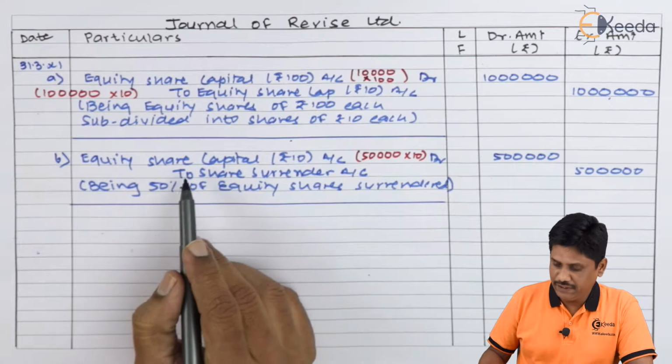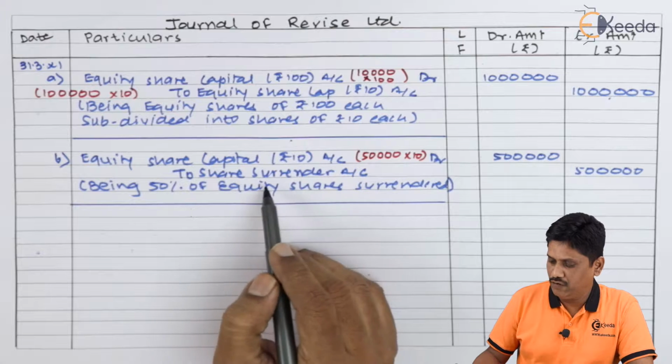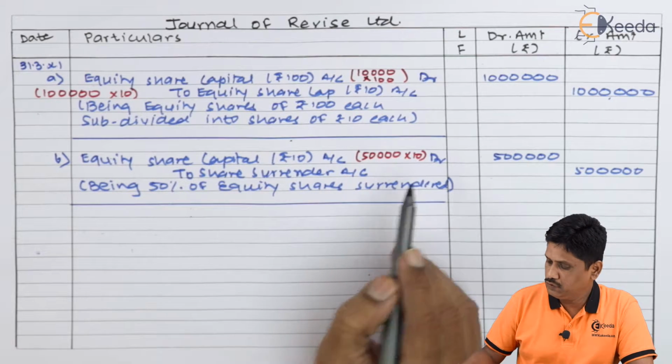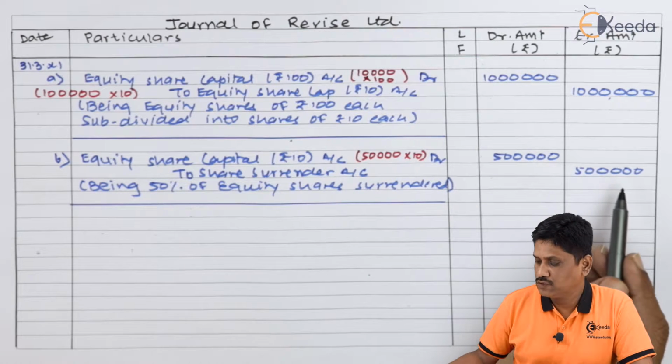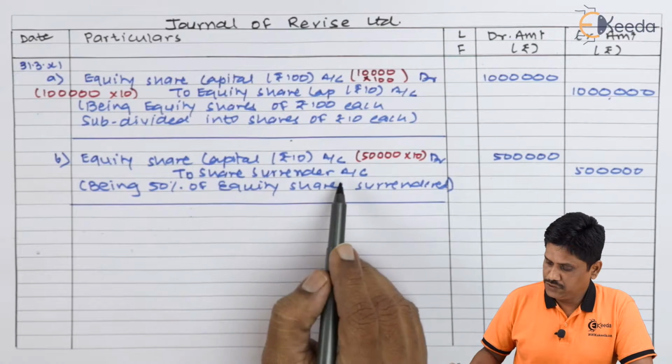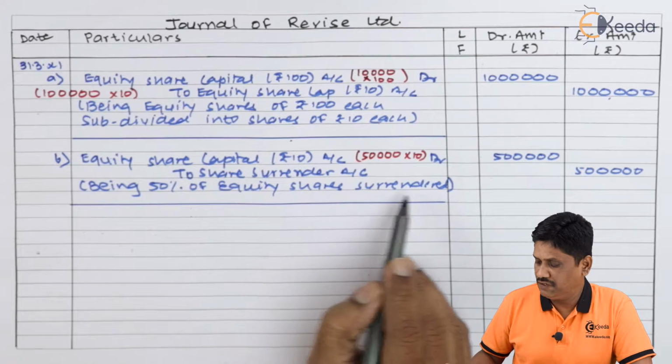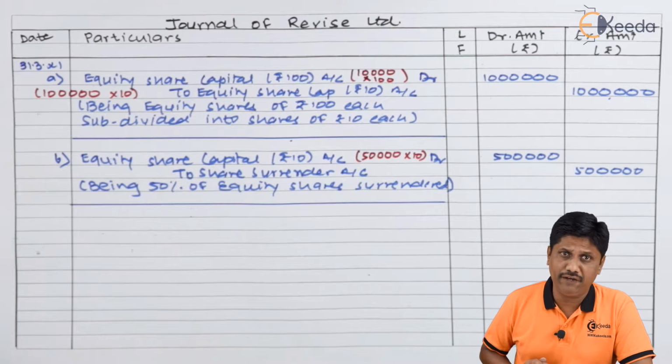Friends, you can notice our entry: equity share capital rupees 10 account debit to share surrender. 50,000 shares they have surrendered to you. Amount is of course 5 lakhs. To share surrender account being 50% of equity shares surrendered. So simple entry we have recorded. Let us see what happened next.